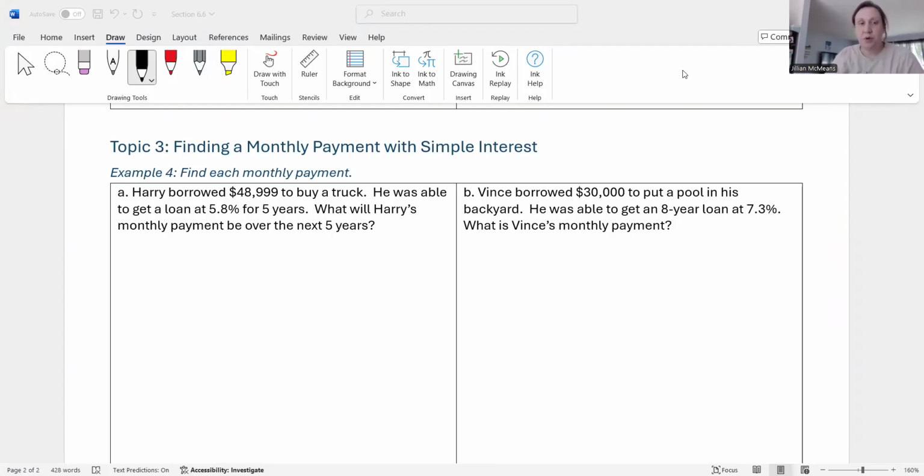Okay, for topic 3, we're going to look at finding a monthly payment very specifically with simple interest. I do want to forewarn you, it depends on the class that you're going to take after this. You may talk about a formula that calculates a payment. That is a different situation where you're dealing with more of a compound interest situation. For us, we're just going to do really basic simple interest stuff here.